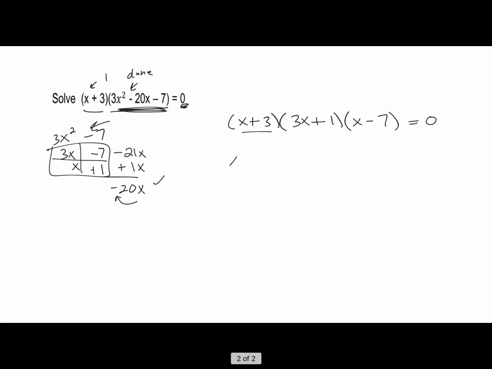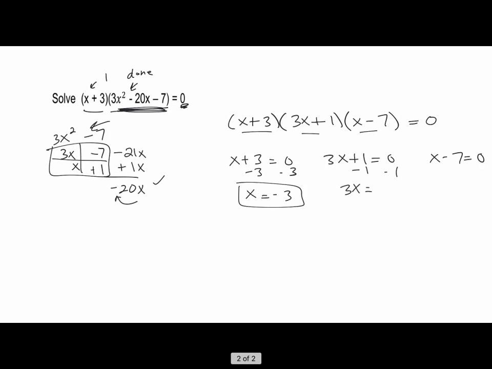So any factor containing a variable will set equal to 0 by the zero product property. And then we'll solve those resulting equations. So if we opposite the number term, we get a negative 3. And if we opposite this number term and then divide by the coefficient, we get a negative 1/3. And opposite that number term from both sides, we get a positive 7. So 3 solutions here to this higher degree equation.